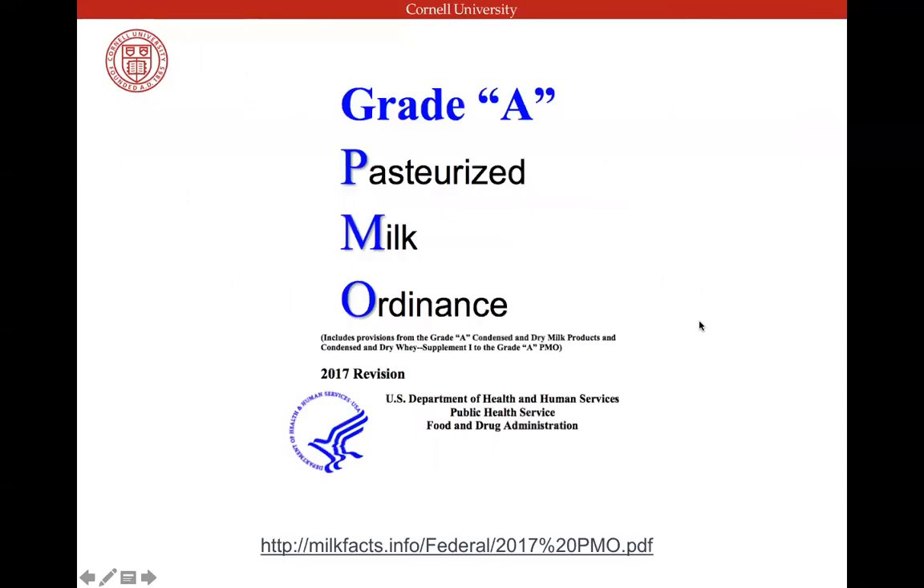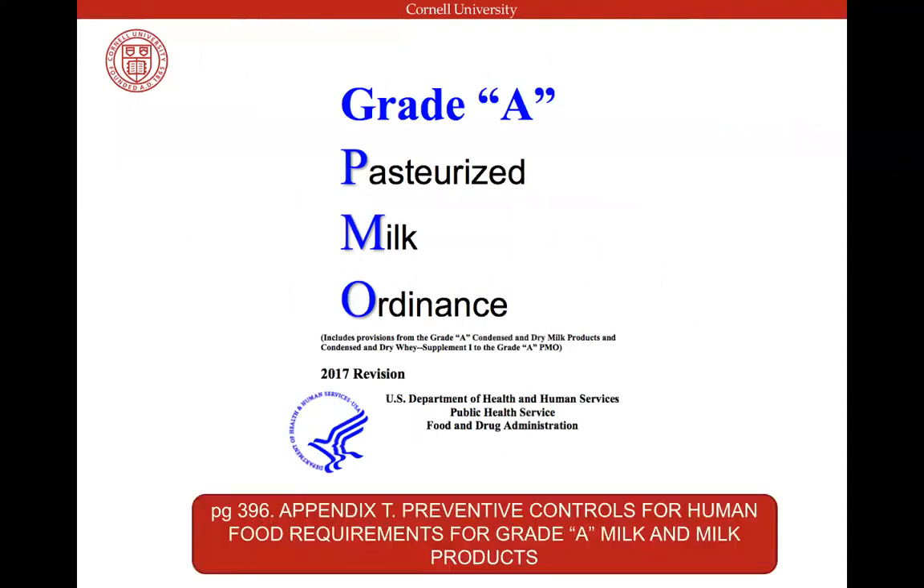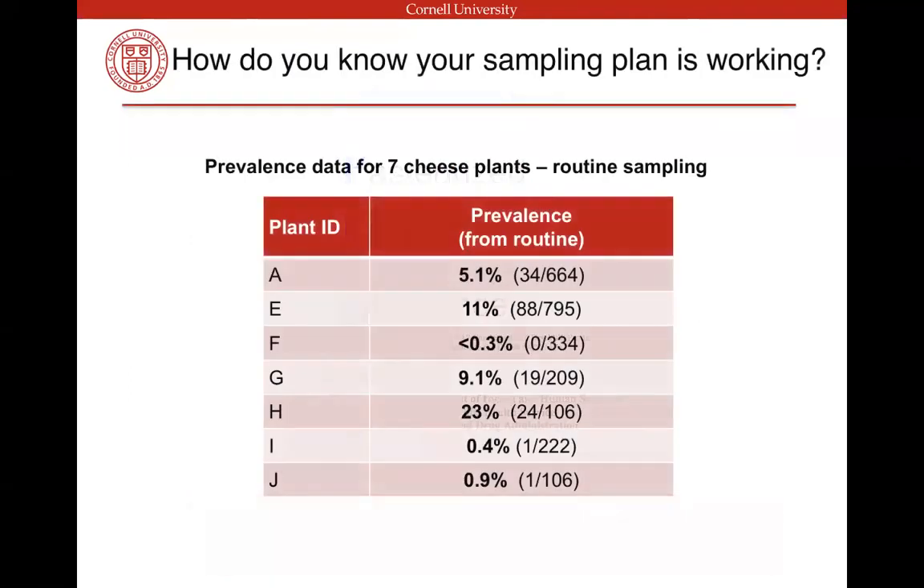I keep mentioning the PMO. If you're covered under the PMO, then you should be covered in terms of Listeria. You just need to check page 396, Appendix T, preventive controls for what you're supposed to do with regards to Listeria environmental monitoring.